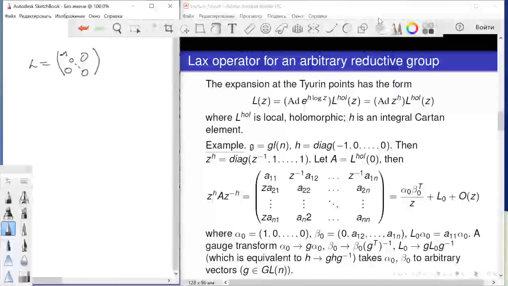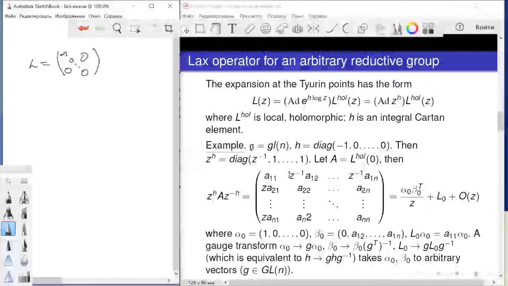Just for a moment, denote L holomorphic from 0 by A capital, and consider a joint operator corresponding to Z to H applied to L. I mean, consider this expression, but replace L holomorphic by A, just for simplification, simplifying the notation. We will easily obtain the following.